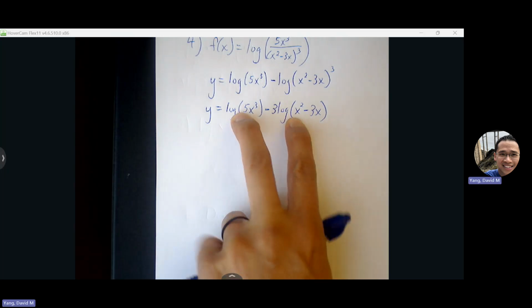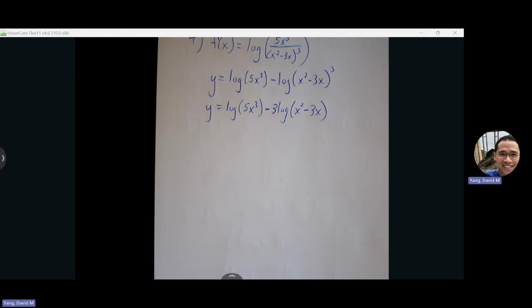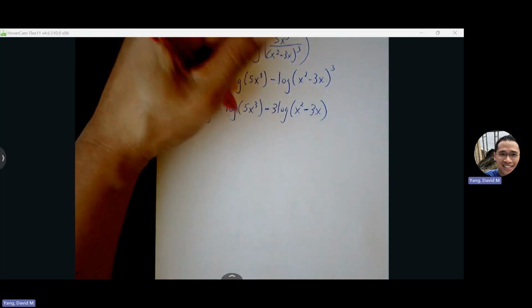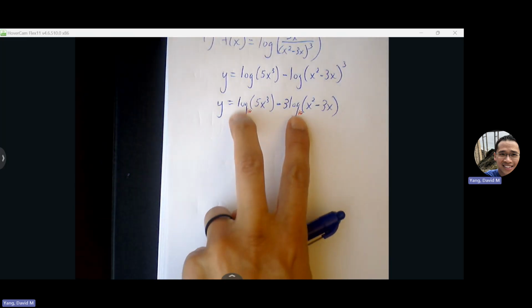Now there's a hidden base here. If you see a log with no base, what's that hidden base there? 10, yeah, it's base 10. Because log base 10 and log base e are used the most often, they have a shorthand abbreviation. So log base e is natural log, or ln, and log base 10 is just log. So we'll treat this like u prime over u with a little bit of adjustment with that log base 10.